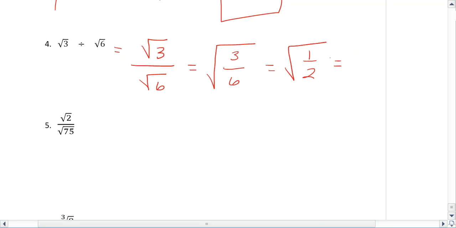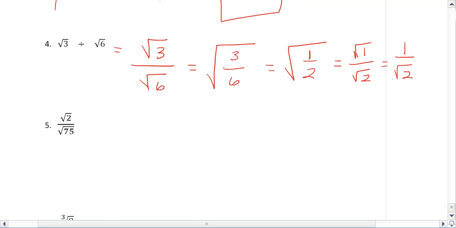Now let's split it out. Do you recognize 1 is a perfect square? So if I split this into square root 1 over square root 2, this is 1 over square root 2. We always forget that 1 is a perfect square, but so I'm almost done.